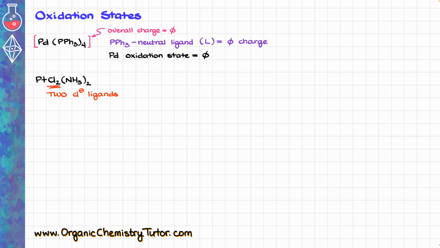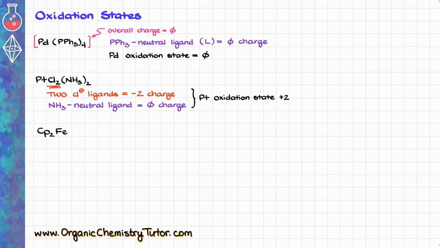In this case, I have 2 chloride ligands, and those guys are negatively charged. We also have 2 ammonia ligands which are neutral, giving us the overall charge equals 0 from that part. So in this case, platinum has to have the oxidation state of +2 in order to balance the complex and make it neutral.